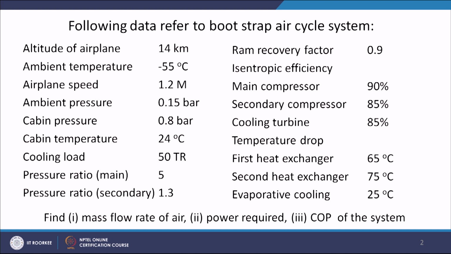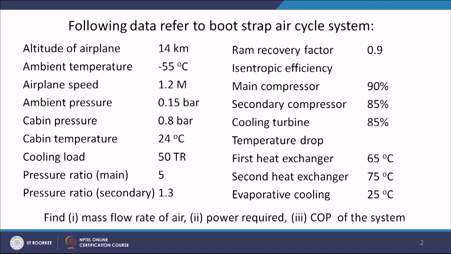Cabin temperature is taken as 24 degrees centigrade, that is ideal comfort temperature. Cooling load in the aircraft is 50 tons of refrigeration. Pressure ratio in main compressor, there are two compressors because it is a bootstrap type of system. The pressure ratio in the main compressor is 5 and pressure ratio in secondary compressor, I mean the gas will again after compression in the main compressor get cooled and again get compressed, is 1.3. RAM recovery factor, I will discuss this when I solve the numerical, is 0.9.